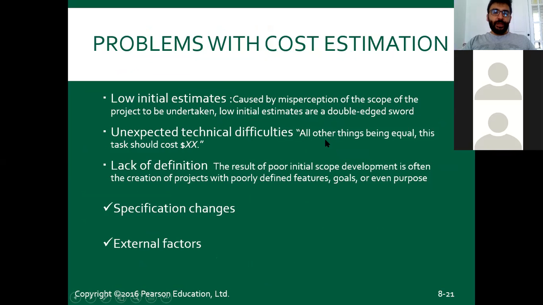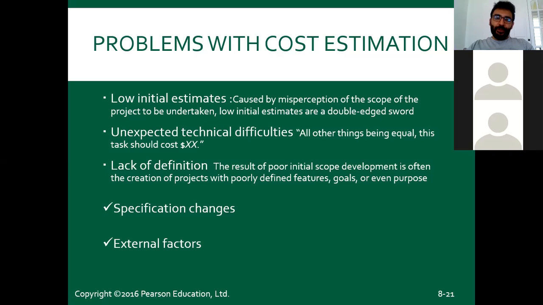So what kind of problems can we have with cost estimation? Let's talk about them. First, low initial estimates. Maybe you have a misperception of the scope, or the scope is badly written, so you estimated the cost badly. It's a very common problem. And unexpected technical difficulties. We generally say that, all things being equal, this task should cost this amount, right? But other things will never be equal. There are always other kinds of problems, other technical difficulties.